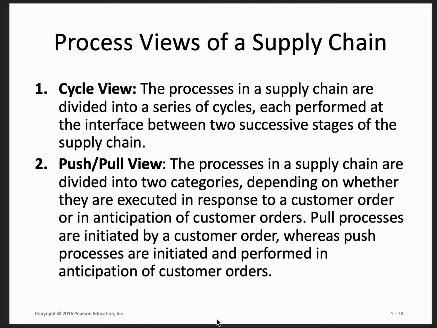So there are two major ways of looking at a supply chain. The first is the cycle view, and the second is the push-pull view. In the cycle view, the processes in a supply chain are divided into a series of cycles, each performed at the interface between two successive stages. So this is more like a company view. You have a company that has a whole process set up, and you deal with your supplier and you deal with your customer, and you might be an intermediate stage in the supply chain, but then it is a cycle view. In the push-pull view, the processes in the supply chain are divided into two categories depending upon when they are executed, and we'll talk more about that in a second. So let's first look at the cycle view.